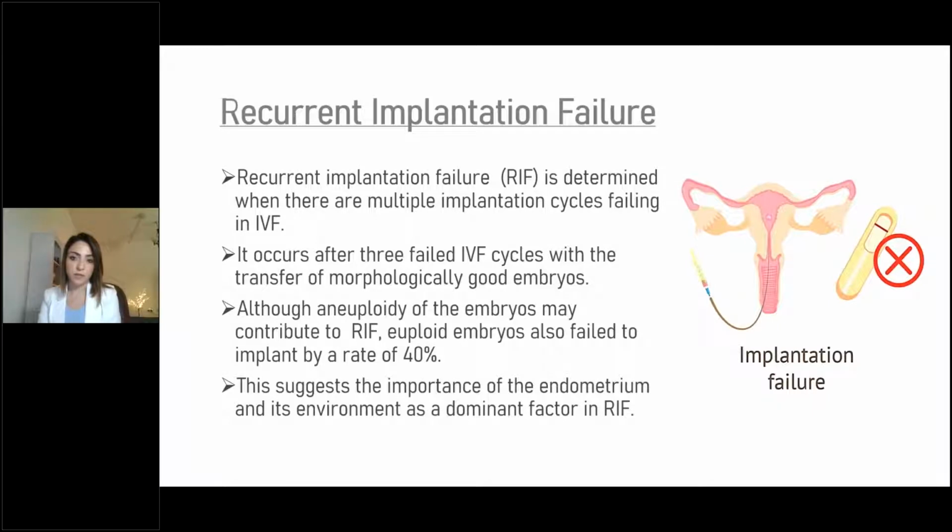Recurrent implantation failure. This topic suggests the importance of the endometrium in its environment. It usually happens after we have 3 failed IVF cycles with the transfer of morphologically good embryos. Now, some people might comment about the euploid status of these embryos. Well, although aneuploidy of the embryos might contribute to recurrent implantation failure, euploid embryos can still fail at a 40% rate.